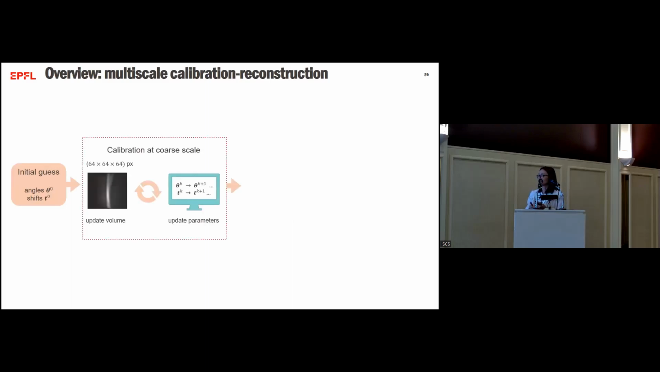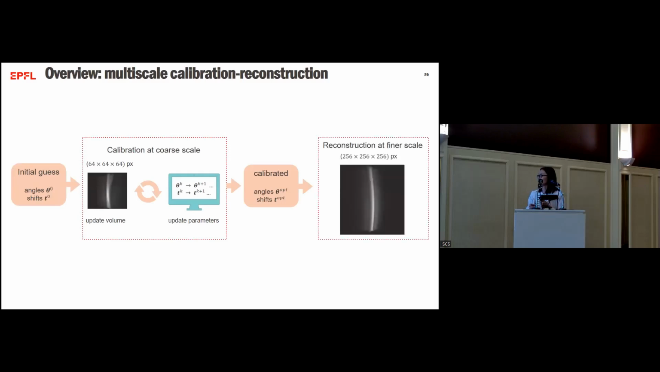Now we have all the pieces together. Here's an overview of our multiscale calibration and reconstruction algorithm. We start from initial guesses for the system parameters. Then we downsample our measurements. Then we run our calibration on this coarse scale. It's basically composed of alternating between reconstruction and calibration. And when these parameters are well calibrated, we use them to do a final reconstruction at a higher scale.